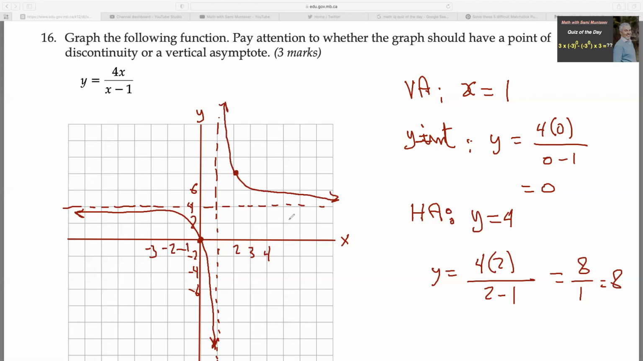This is as simple as it gets, just a table of values, finding one point on the right side of the vertical asymptote and one point on the left side of the asymptote. This one I found when I did my y-intercept. I had a point right there. Now knowing where my horizontal and vertical asymptotes are, I know exactly how the graph looks with these easier ones right here. Okay, let's go to the next question.